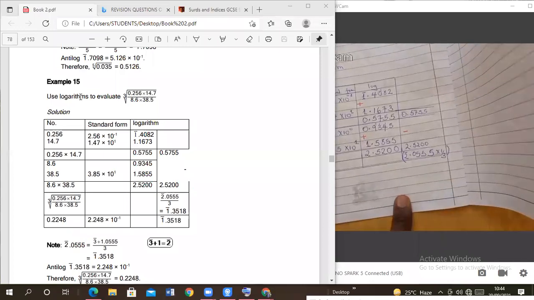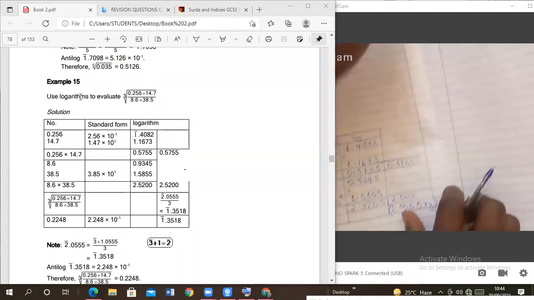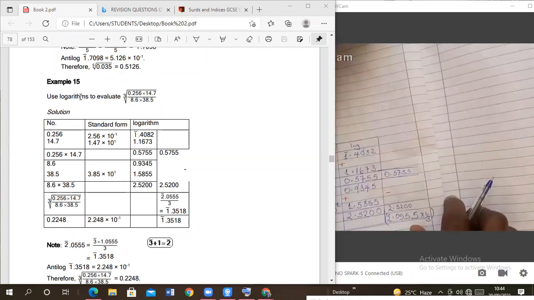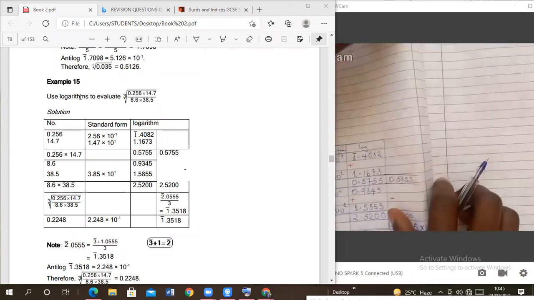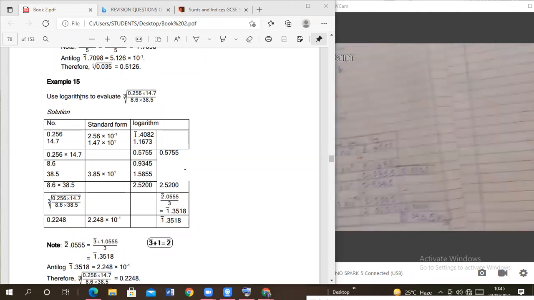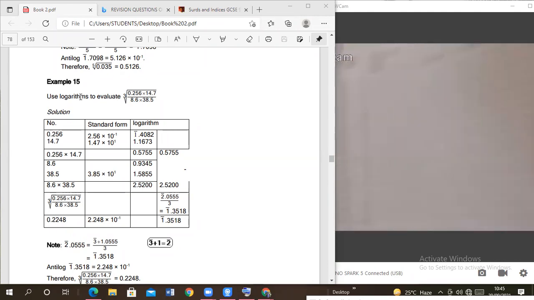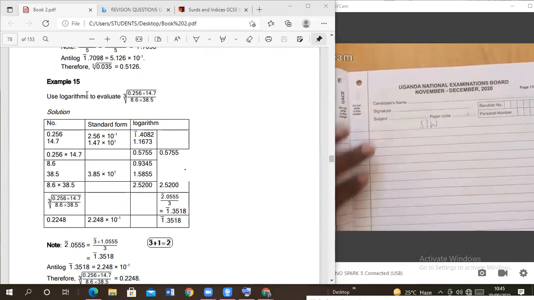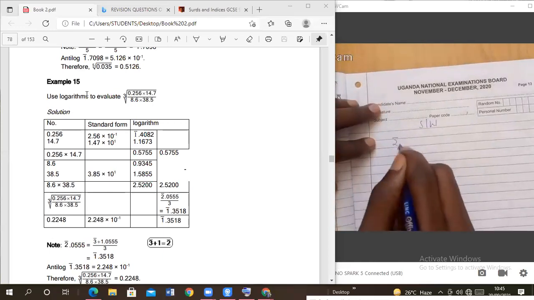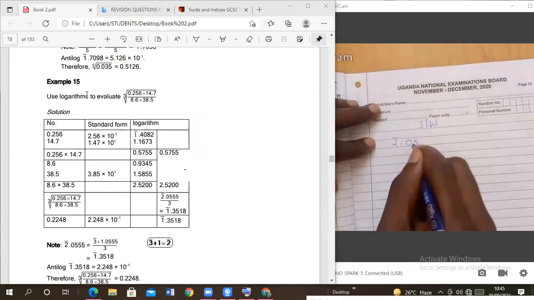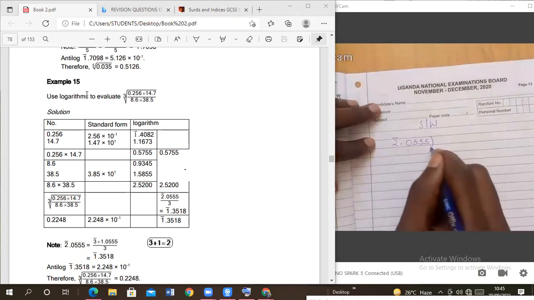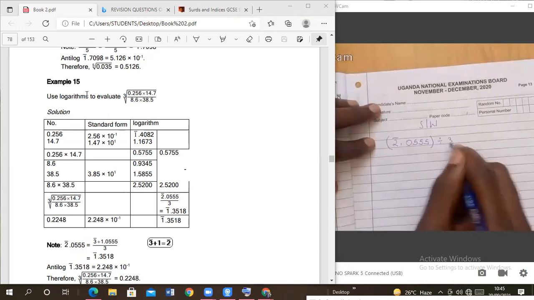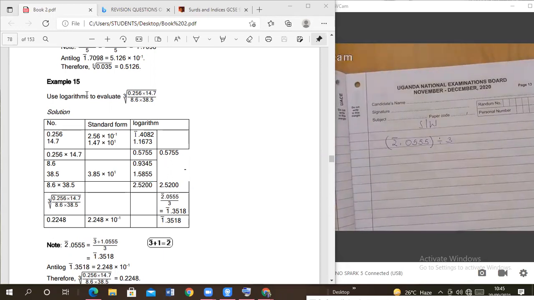When we are dealing with a negative characteristic, you don't divide it just normally. So we have to separate the characteristic and the mantissa. So let me have a side work here. So we have 2.05555, which is being divided by 3 or multiplied by a third.